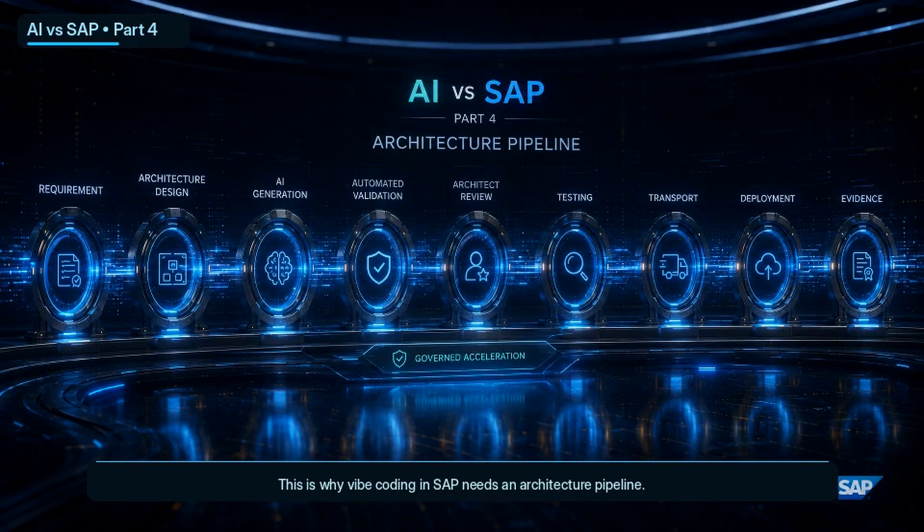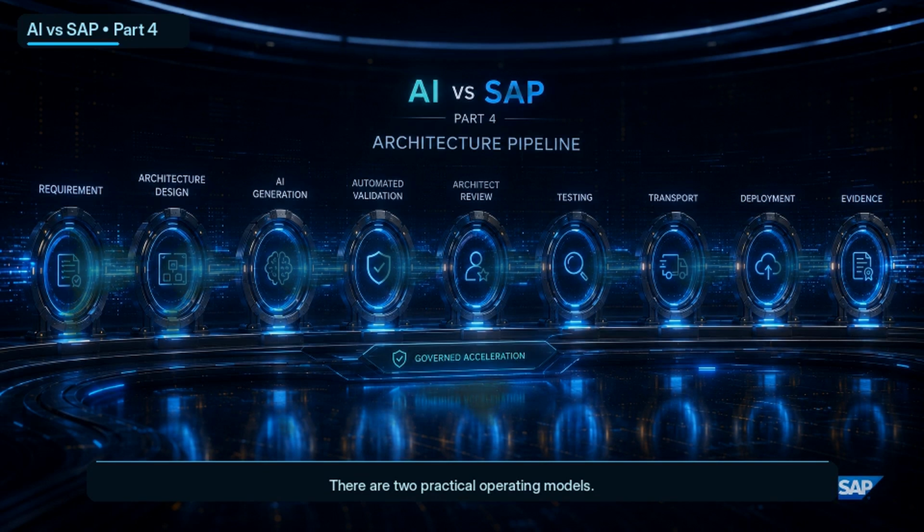That is why vibe coding in SAP needs an architecture pipeline. The flow should be requirement, architecture design, AI generation, automated validation, architect review, testing, transport, deployment, evidence. AI can accelerate every stage, but it should not silently bypass any stage. There are two practical operating models. In a connected model, AI works through governed tools such as ADT, BAS, SAP Build Code, approved repositories, and control pipelines. The generated solution can be checked against the real target environment. In a private or isolated model, AI generates the solution without direct SAP access. Here, validation becomes even more important because the model does not have complete system context. Both models can work, but neither removes the need for architecture gates.